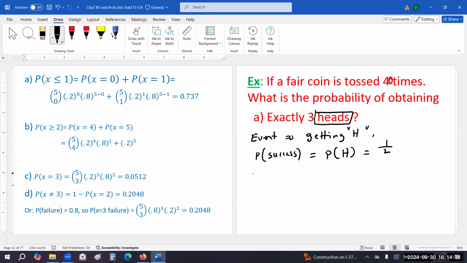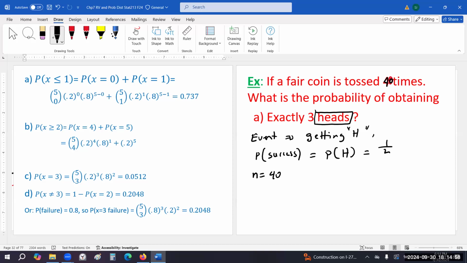Now, what is our n here? It means how many times we are doing the same thing again and again. 40. I changed the 4 into 40, okay? So n is 40, our p is 1/2.